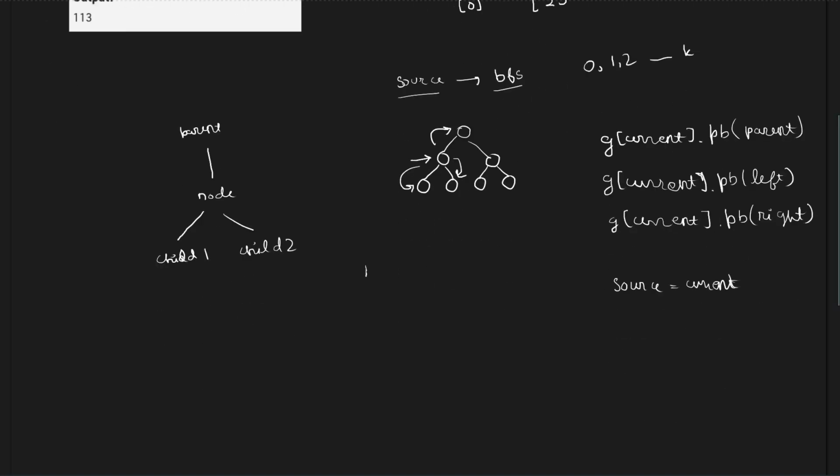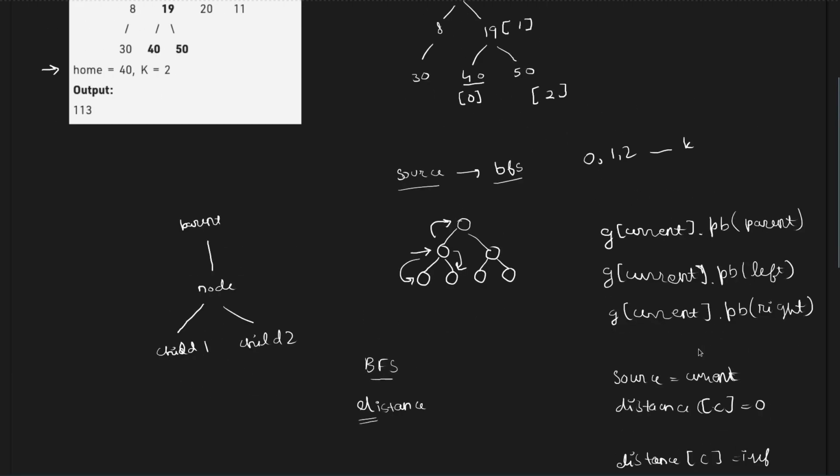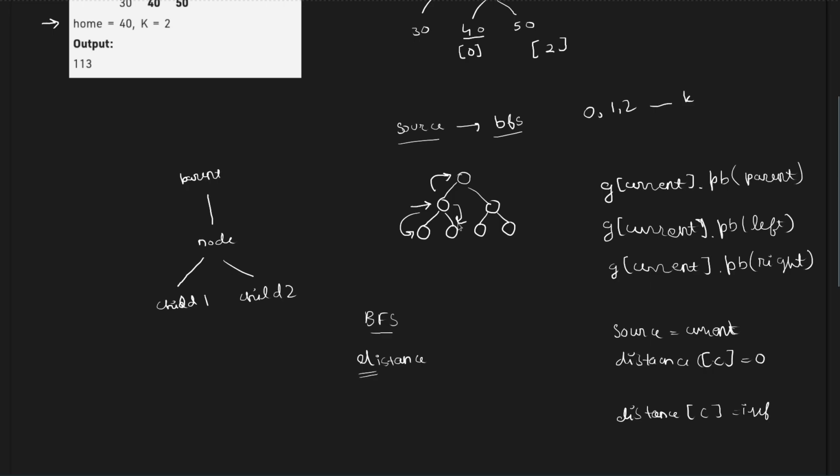Since we will be using BFS and we will also be using a distance vector while traversing through, let's say this is the distance vector. While traversing through the tree, if the current node is the home node, then we set the distance of current as 0. Otherwise, we set the distance of current as infinity, right? Because we will need this distance vector later. So now these are all the information that we have to process while traversing through the tree, right?